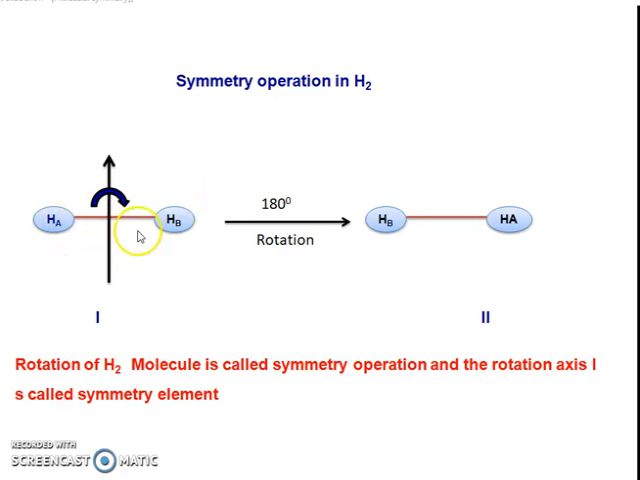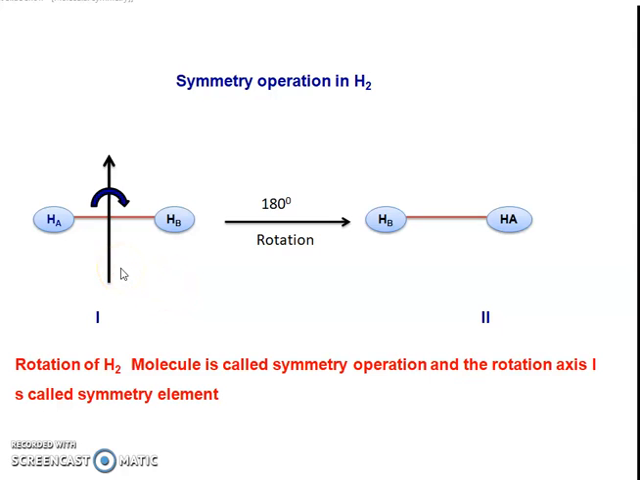This is the hydrogen molecule in its first configuration, and this is a principal axis. The molecule rotates along this principal axis, and therefore this principal axis acts as the symmetry element, and the rotation of that molecule is called the symmetry operation.